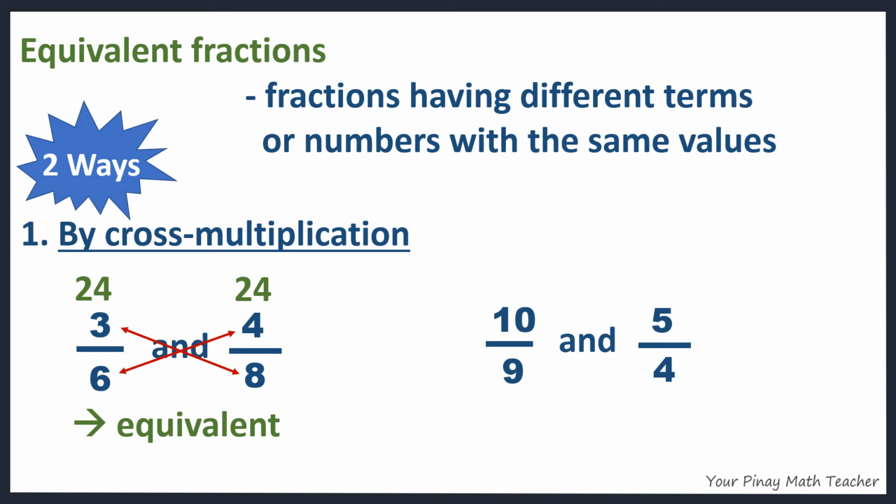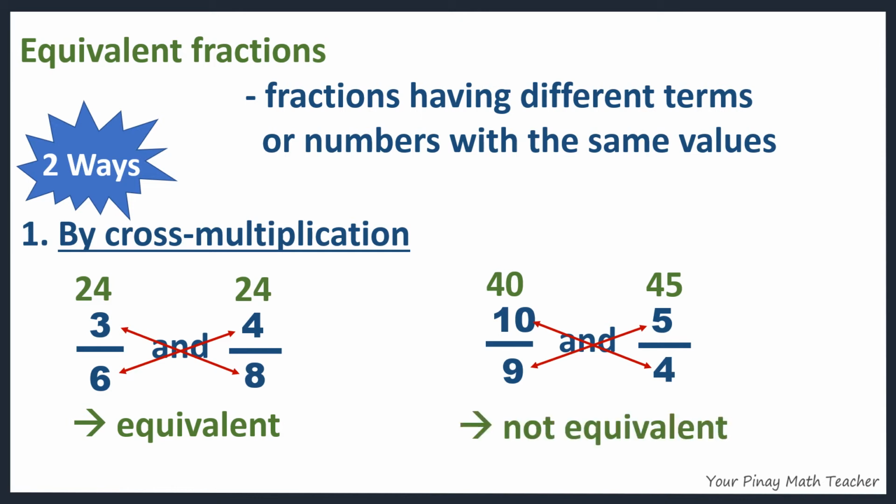Another example, 10/9 and 5/4. Cross multiply 10 and 4 and 9 and 5. Since the cross products are not equal, then the two fractions 10/9 and 5/4 are not equivalent.